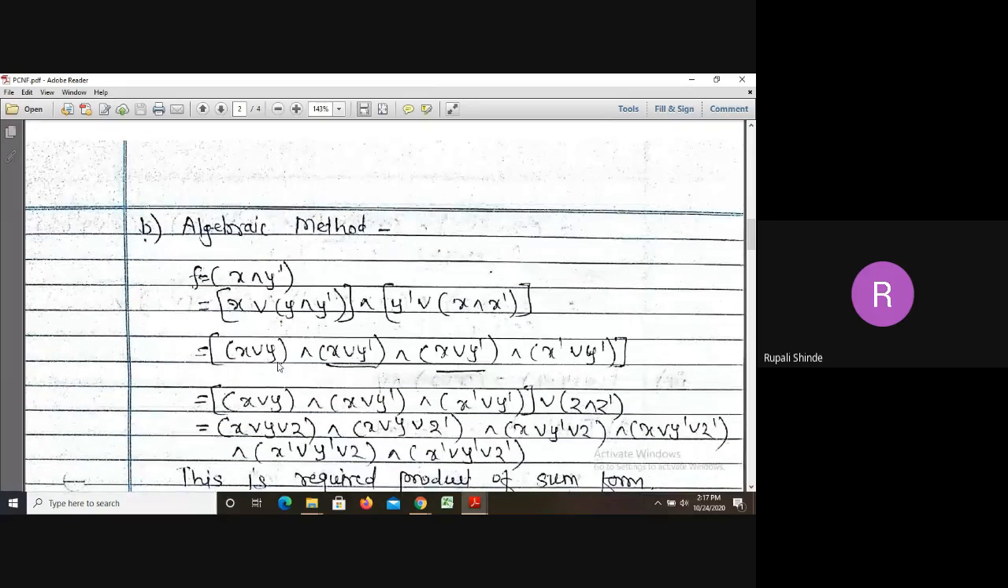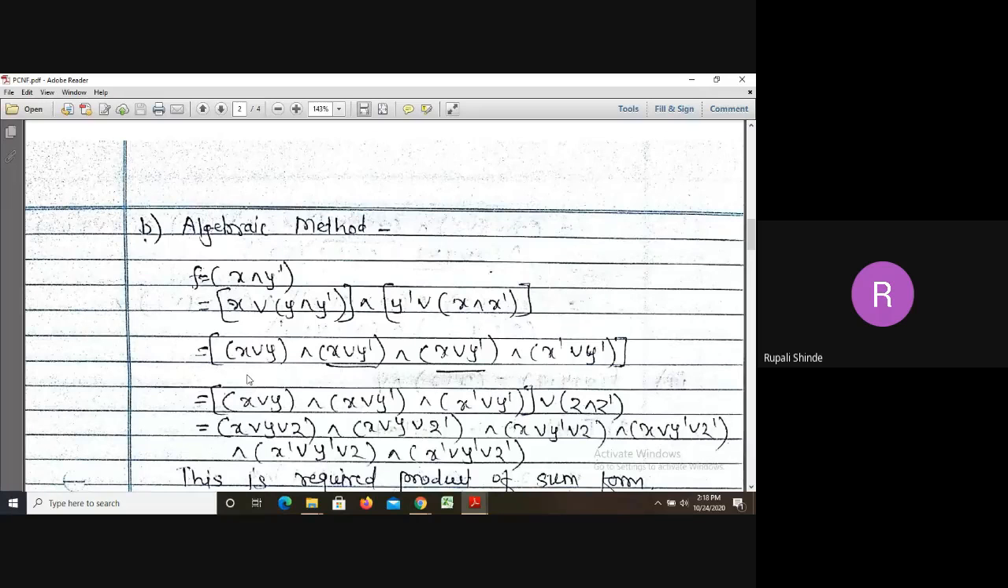Now check, every bracket is containing two variables x and y. Now for each and every bracket, again one term is missing, and that term is z. So we have to add it ourselves. Before that, just check whether any term is repeated. Yes, here one term is repeated and that is x or y's complement. So we will consider this term only once. So check here: x or y, this is the first term; the second term is x or y's complement, and the third term is x complement or y complement.